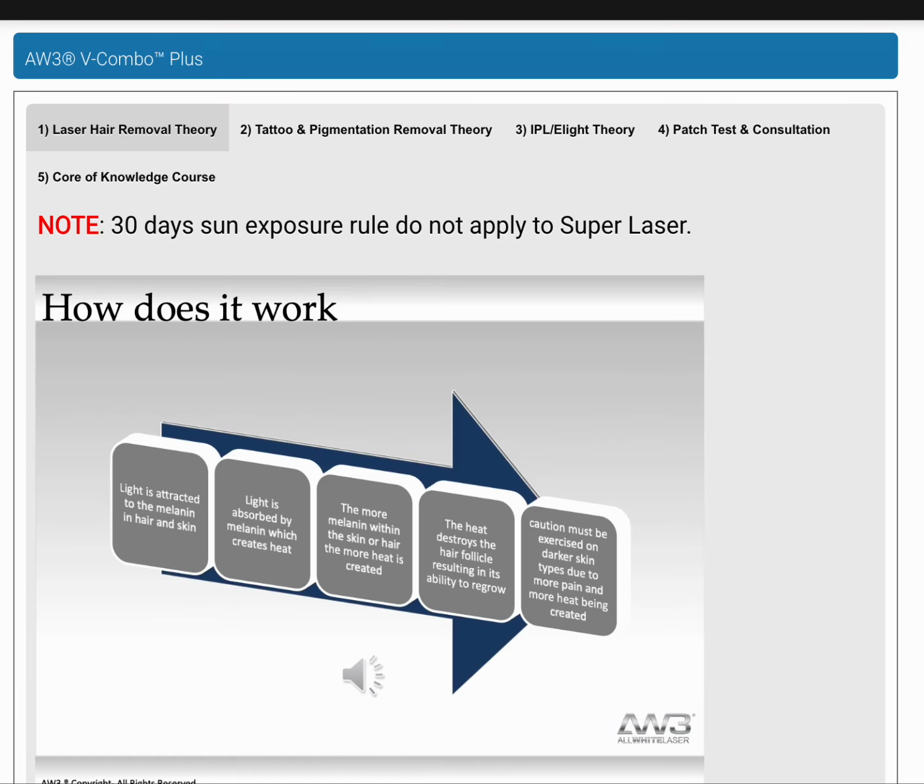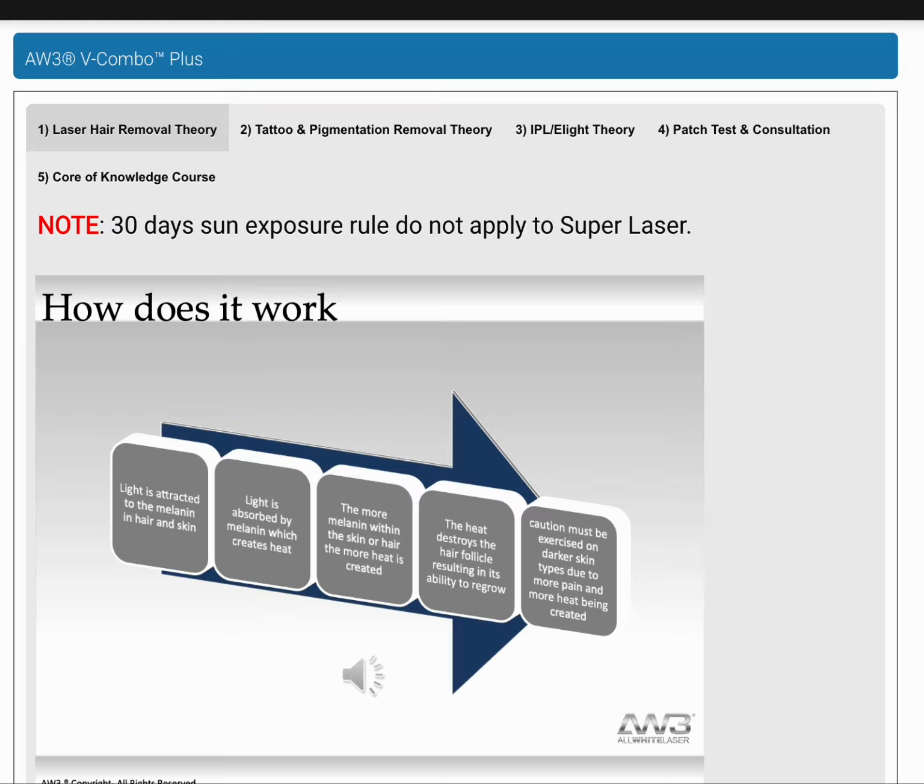We will now look at how lasers reduce unwanted hair. The laser light is absorbed by melanin, which is the pigment found within hair and skin. The more pigment present within the hair and skin, the darker it will be. The light is absorbed by the melanin, which converts to heat. The more melanin there is within the skin and hair, the more heat is created. The heat destroys the hair follicle, resulting in its inability to regrow.